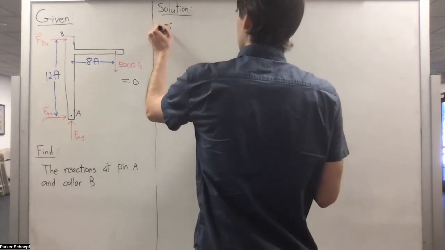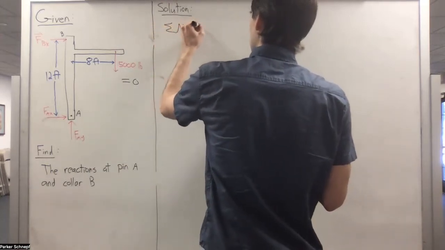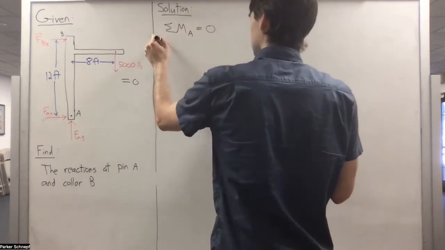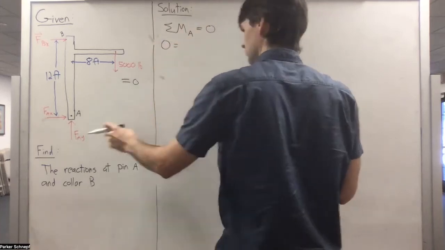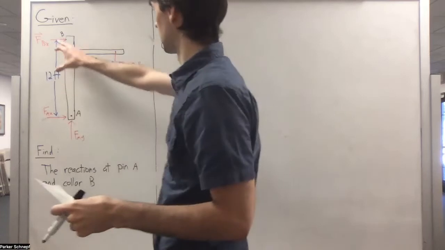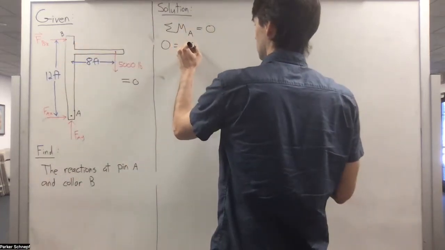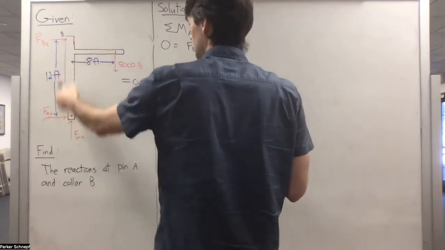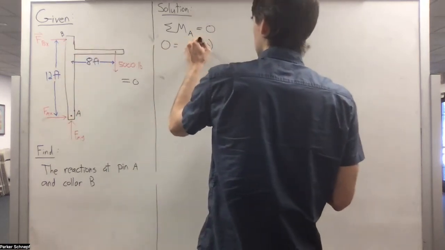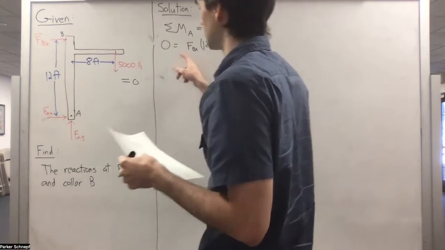So I'm going to start with the sum of the moments about point A. It must equal 0. 0 is going to be the magnitude F_dx times the y distance from point A, which is 12. And now I need to figure out the sign. Is that going to be positive or negative?